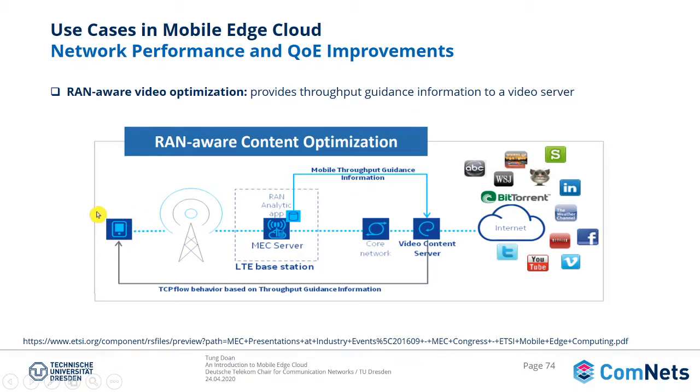So in this figure, the mobile device can request the video from the content server. But it's worth noting that the application running on the MEC server can also provide the channel connection information to the video content server so that the video content server can change the bandwidth to enhance the quality and the performance of the end device.